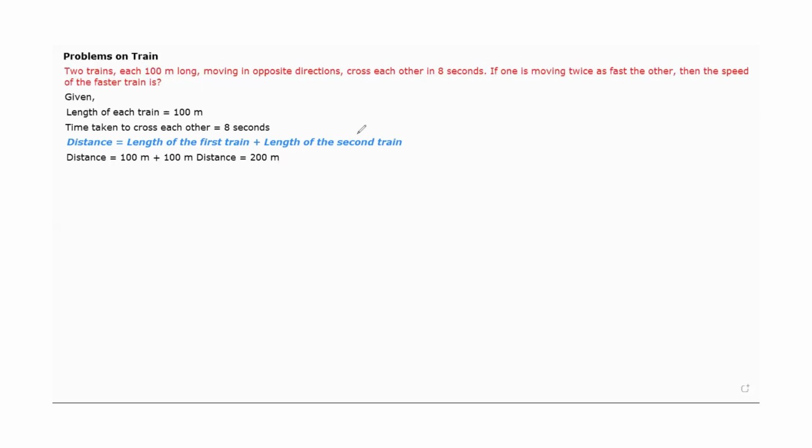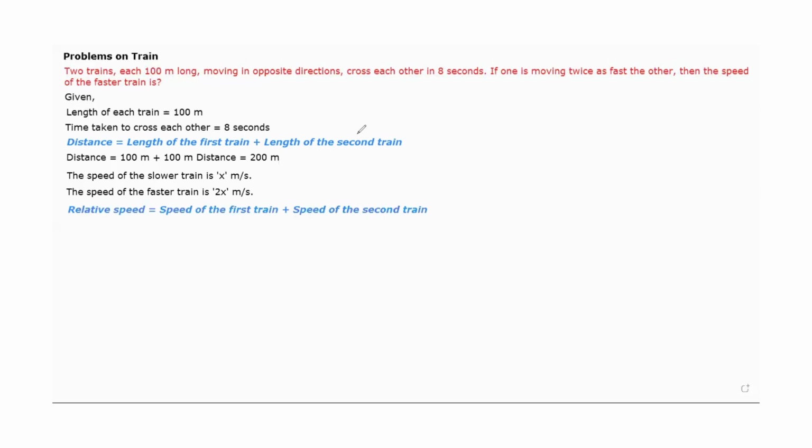Distance equals 200 meters. The relative speed between the trains is the sum of their speeds because they are moving in opposite directions. Let's assume the speed of the slower train is x meter per second. Since the faster train is moving twice as fast, its speed would be 2x meter per second.